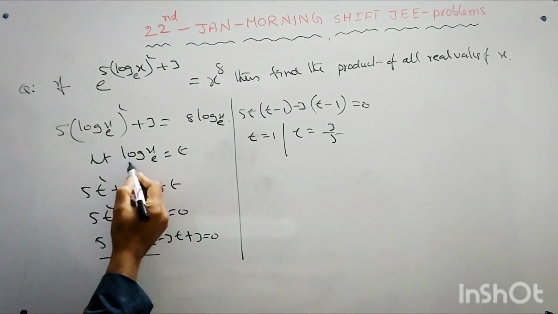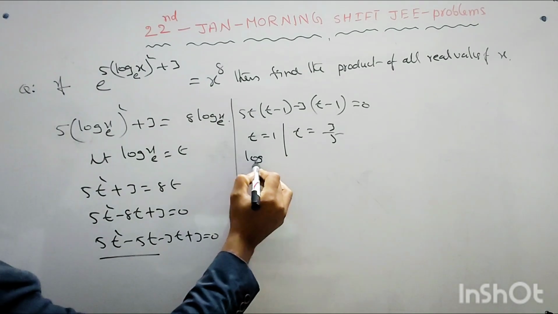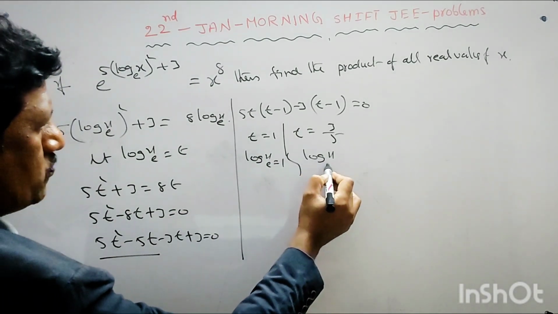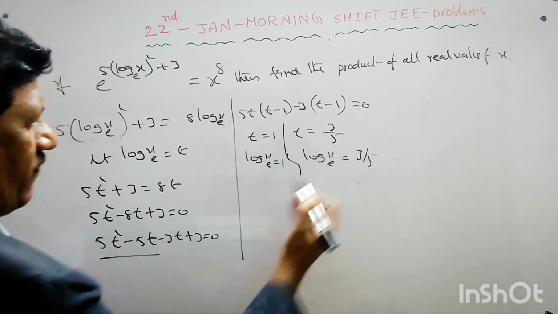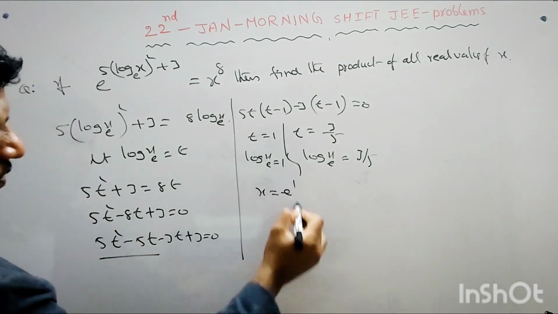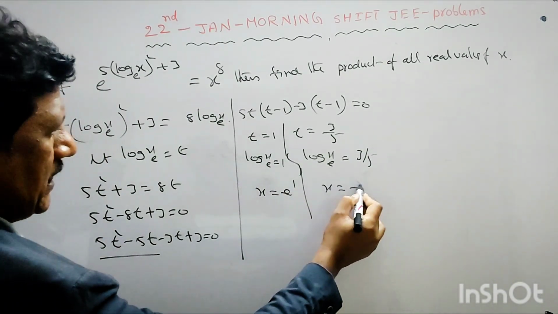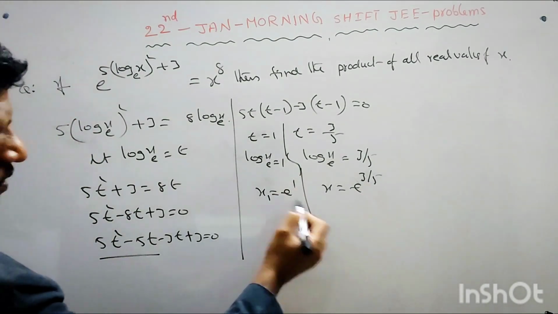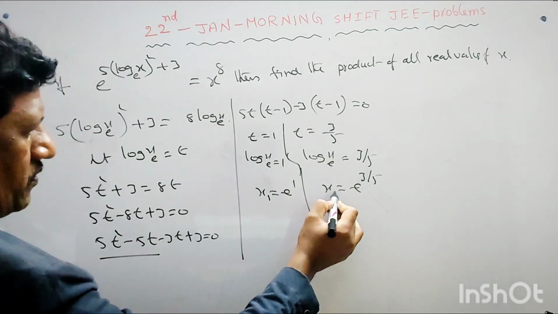Taking the t value, log x to the base e is equal to 1, and here log x to the base e is equal to 3 by 5. Then here the x value will be e power 1, and here the x value will be e power 3 by 5. Okay, one x is e, the second x is e power 3 by 5.